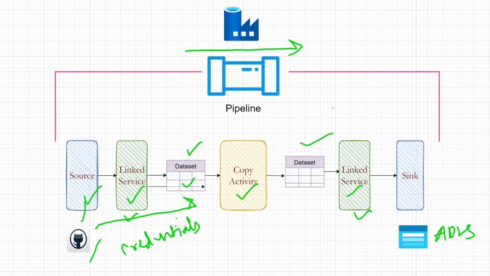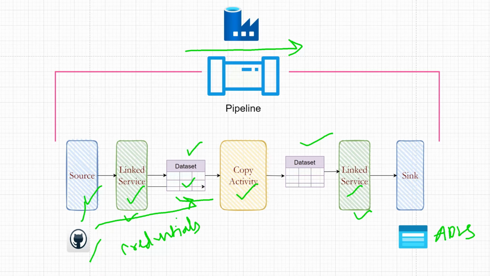The source side dataset defines the structure and the location of the data within GitHub. Its purpose is to specify which data in the GitHub account should be accessed by ADF, including the file path and the data format. So for that, we have the dataset on the source side. Then we have the copy activity.